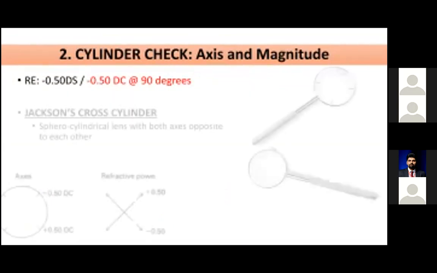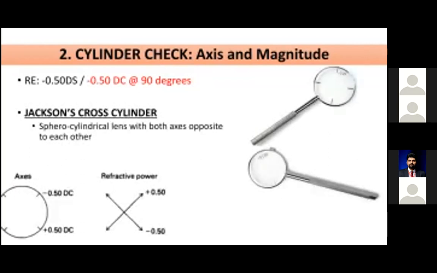And there are multiple ways to do this, but the way which is most important and most sensitive rather is the Jackson's cross cylinder, the JCC, as we all call it. So I'll be discussing this Jackson's cross cylinder and not the other methods, because this is very commonly asked in the exam. And the postgraduate students need to know how to use this. Even today in retinoscopy, in refraction, this is used very commonly.